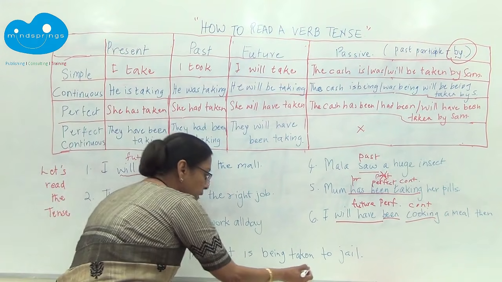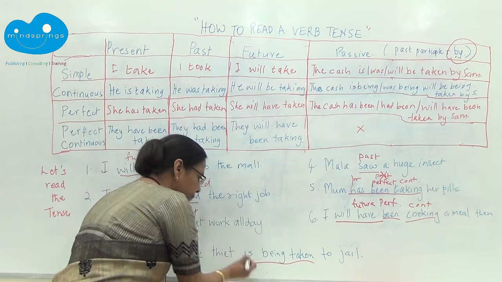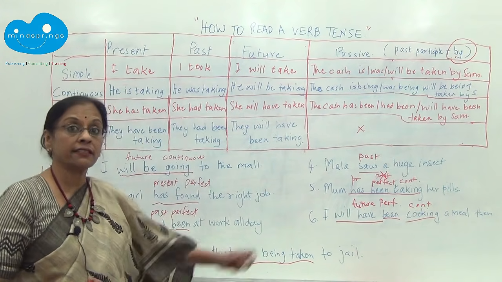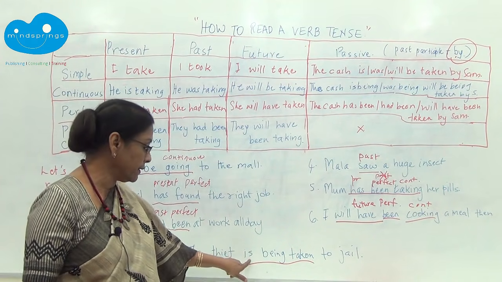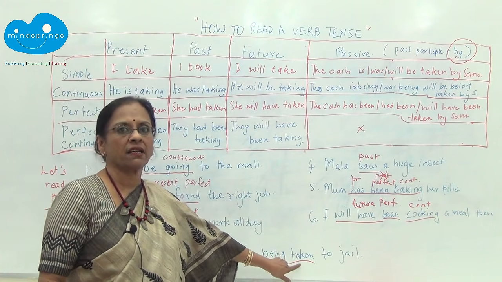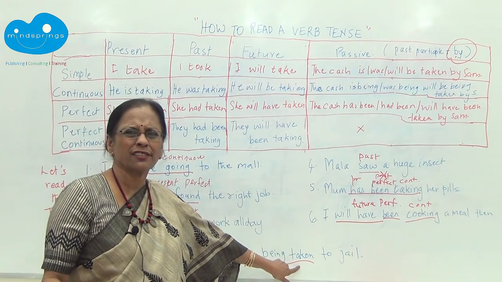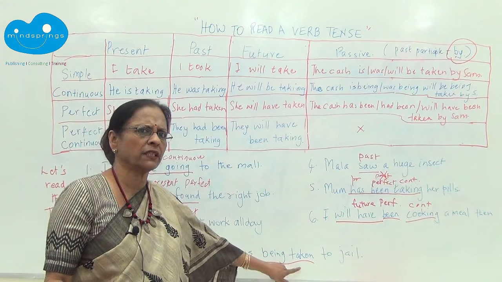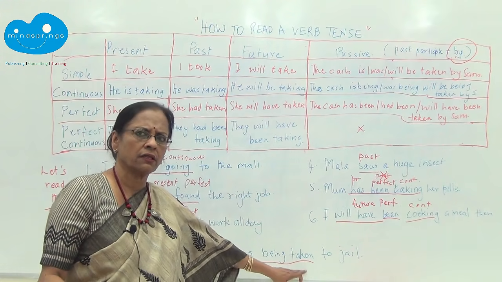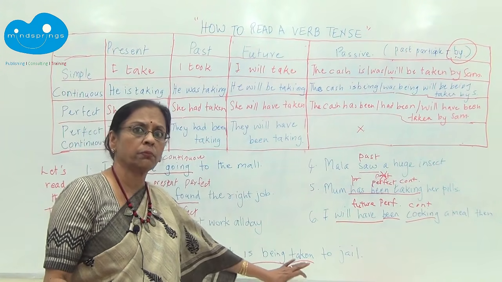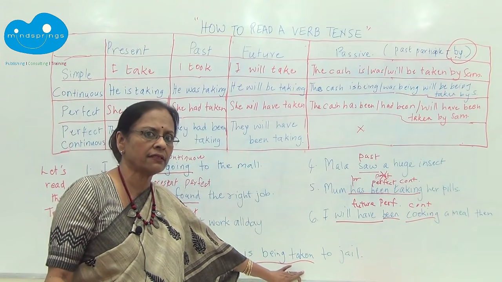The thief is being taken to jail. Now, if you apply the same rule, what will you say? You will say present, continuous, past. Nonsense, isn't it? How can you have present, continuous, past? Even if I say present, continuous, perfect, does it make sense? Do we have a tense like that?